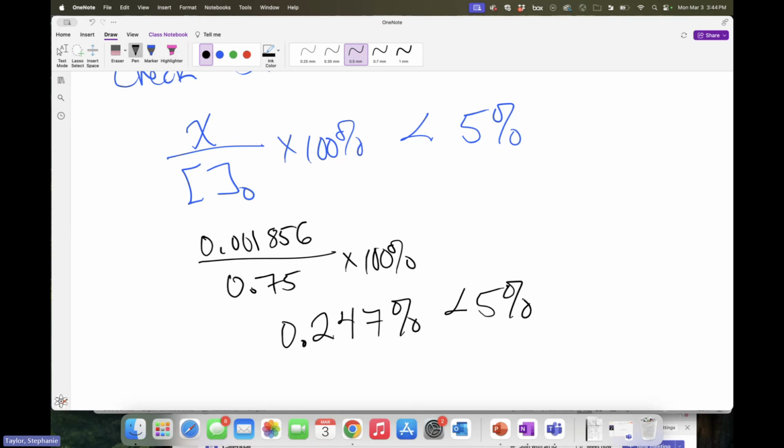So my 0.24 is less than 5. So the change, my x value, is less than 5%. It was technically 0.25%, 1/4%. So since the change value is really small, this means that my approximation is valid. That's what that means.